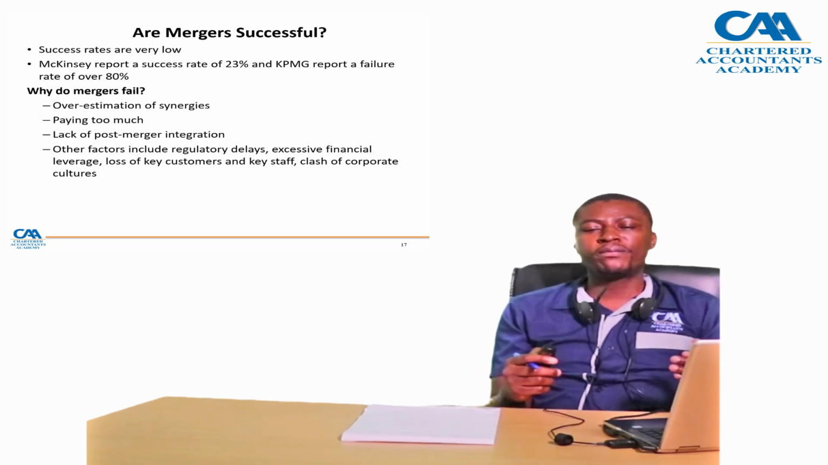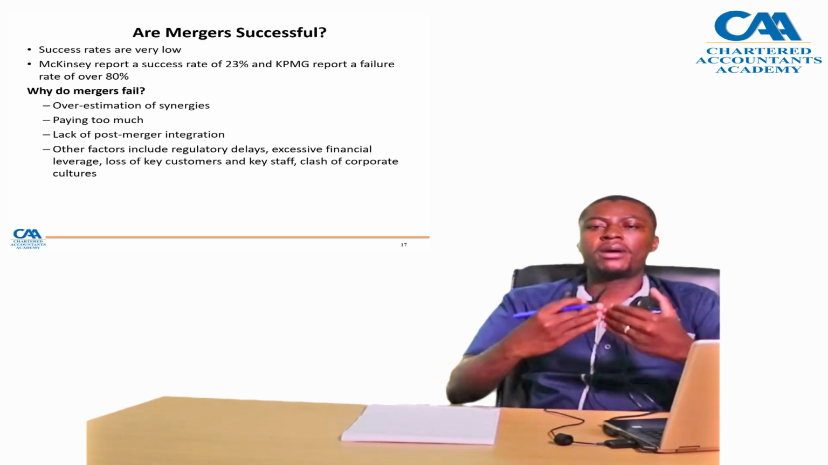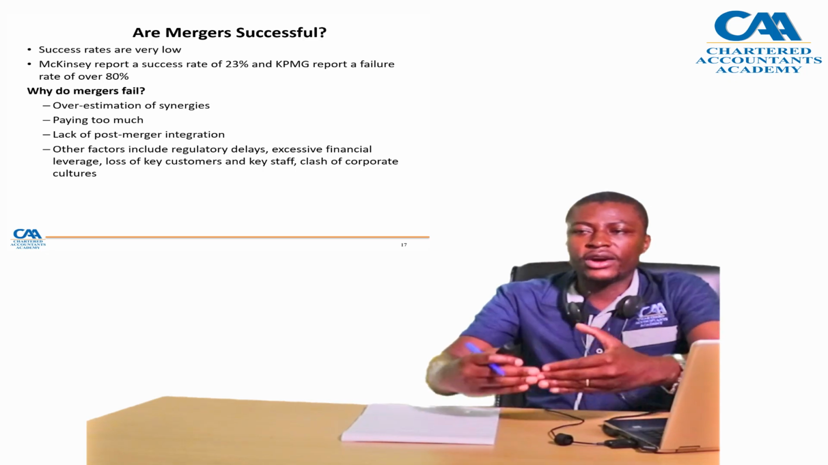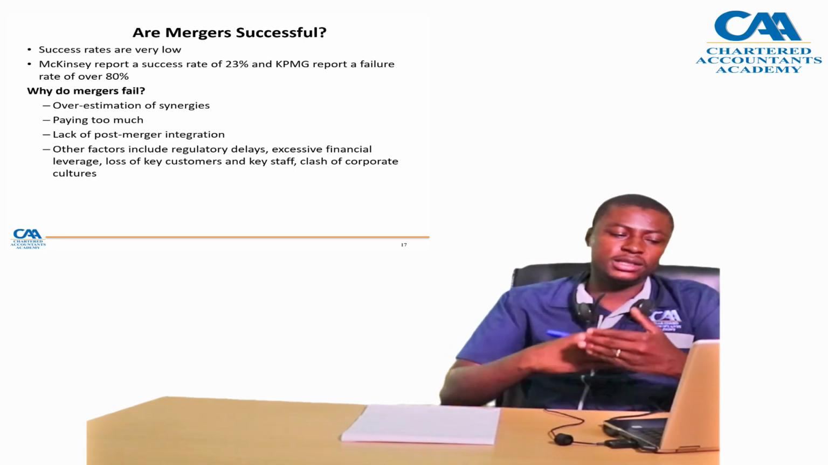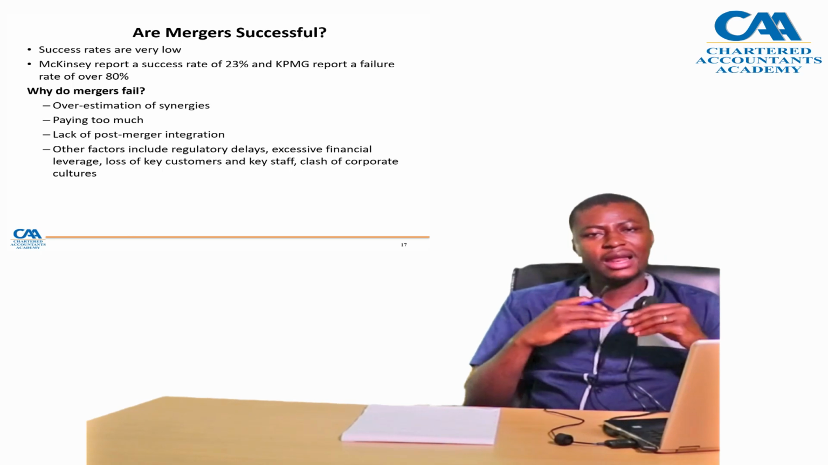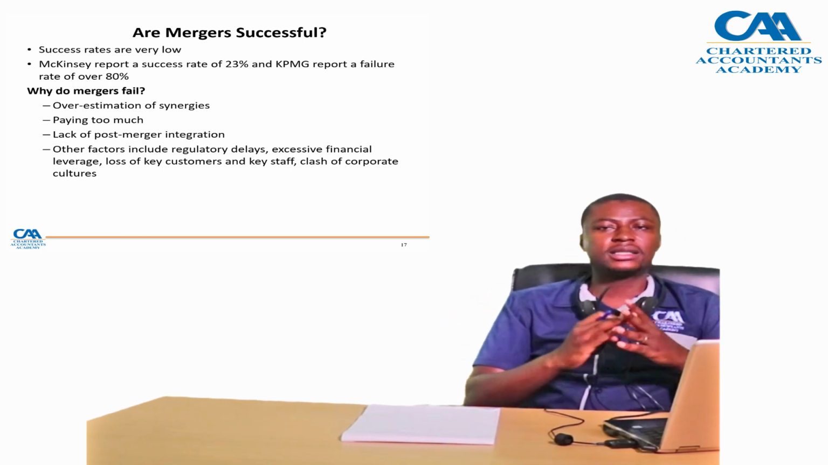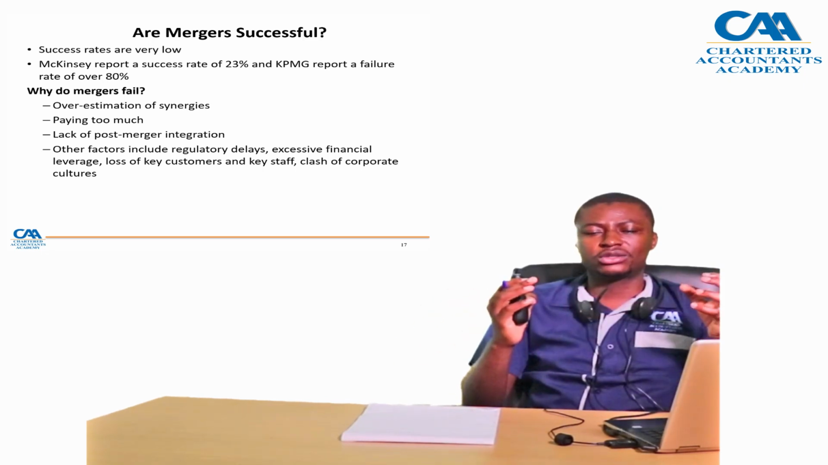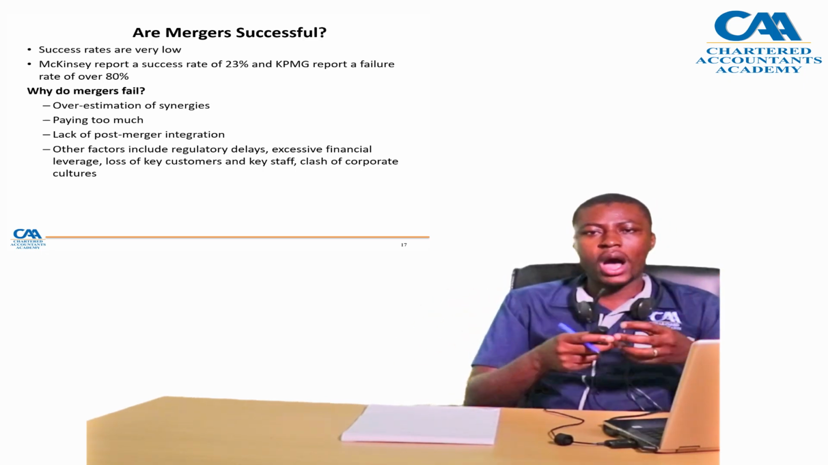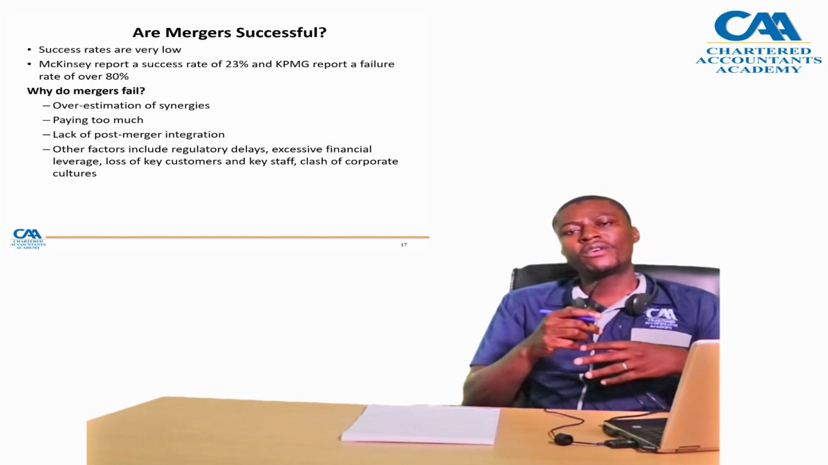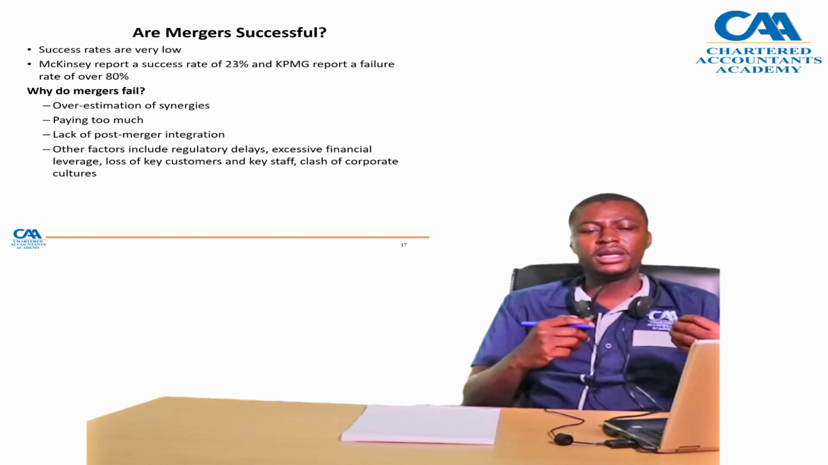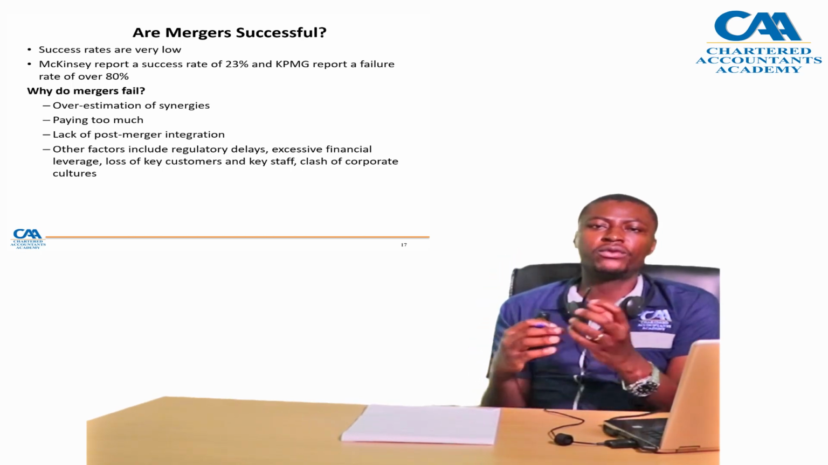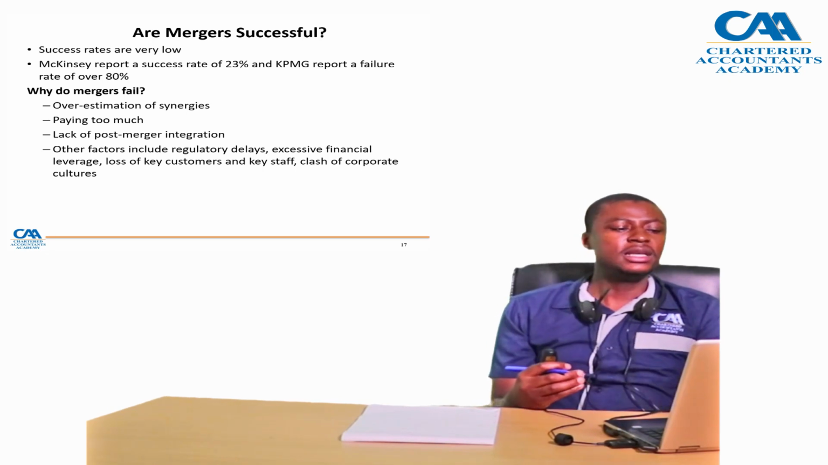And then also lack of post-merger integration. Do we have an integration plan? We are going to acquire company B. What's our integration plan so that we operate together as a single entity? Then other factors include regulatory delays, excessive financial leverage, loss of key customers, key staff, clash of corporate culture. So there's a whole host of reasons why mergers do fail. So from an examination perspective, maybe you can be given a question: discuss other factors to consider for this acquisition transaction. These are the other factors.